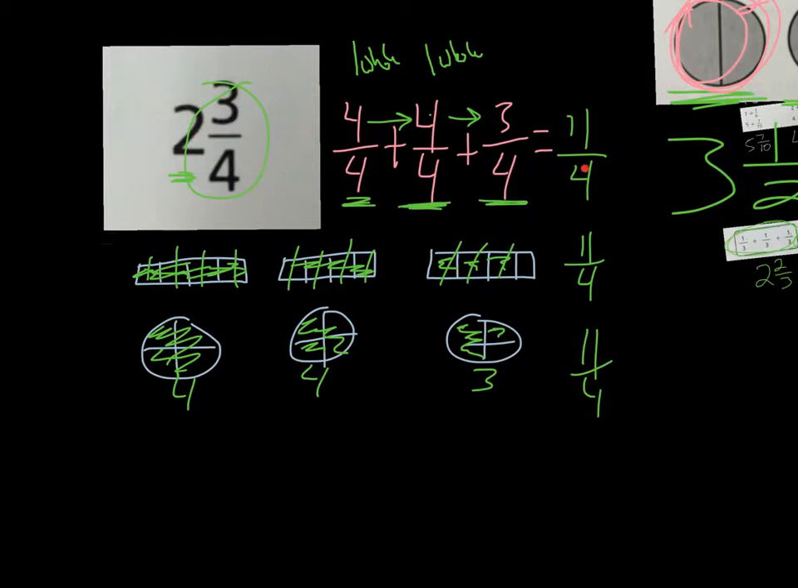Our denominator doesn't change. We talked about it as a picture model here. 4, 5, 6, or I should say 8, 9, 10, 11. And then each of these is cut into fourths, so 11/4 we talked about.